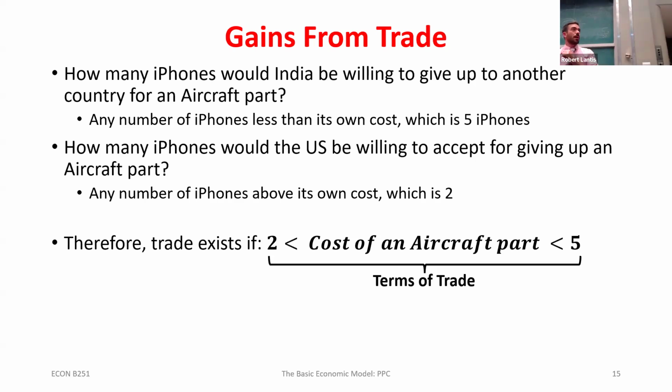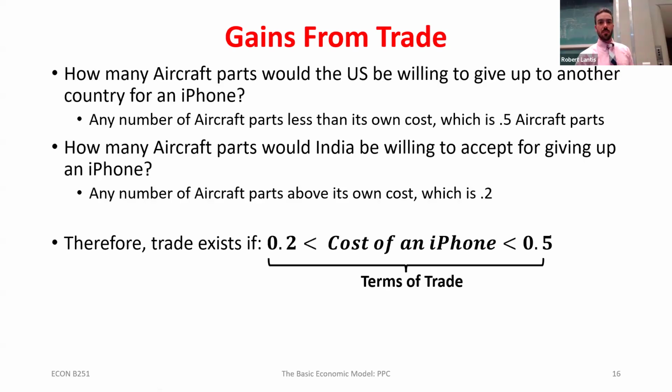1/5 and 1/2, right? We would have to find the cost of the other good. We did that earlier by 1 over the slope, right? So 1/2 and 1/5 of an aircraft part was how much each country had to give up to produce 1 iPhone. So the terms of trade for 1 iPhone has to be somewhere in that range, right? It's somewhere in between 1/5 and 1/2, which is, I think, what I have right here.